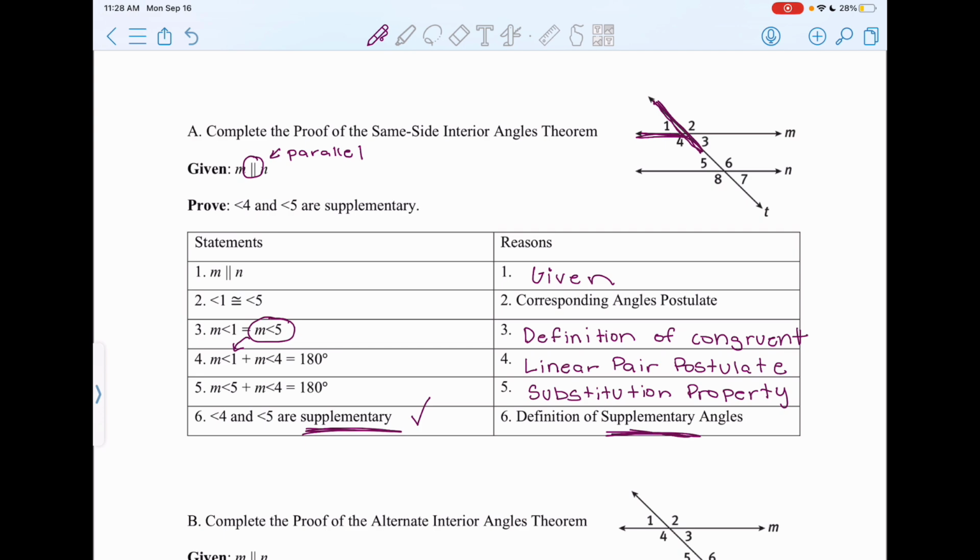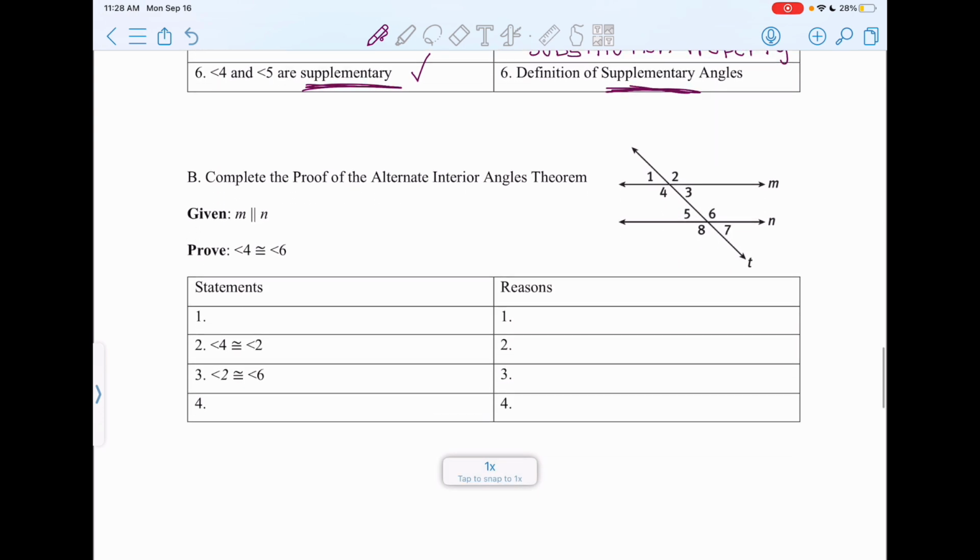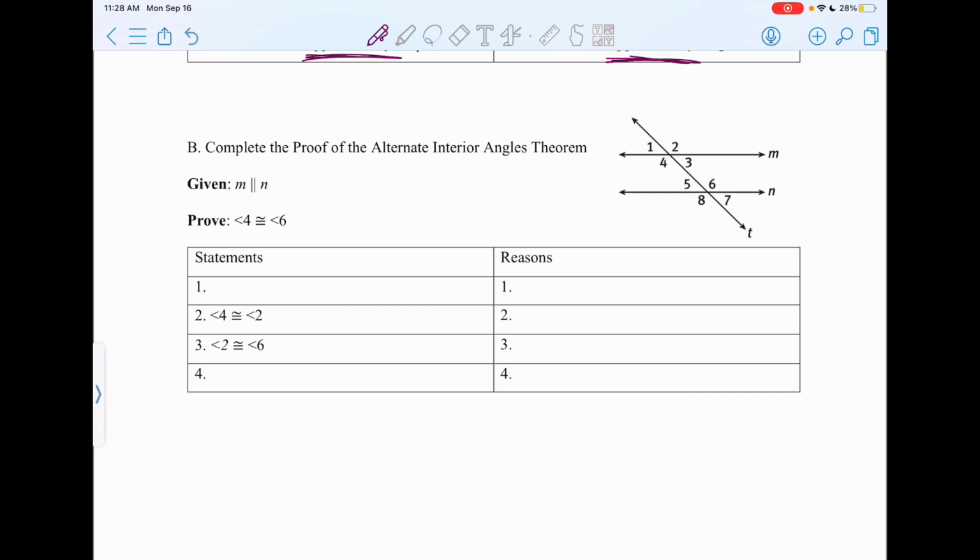Let's try this one more time, but let's prove the alternate interior angles theorem. So same start, given that M and N are parallel, I want to prove that these alternate interior angles 4 and 6 are congruent. So I'm starting with my given, that lines M and N are parallel. Then it says that angle 4 is congruent to angle 2. What's the relationship between angles 4 and 2? Well, they're vertical angles. That's the vertical angles theorem.